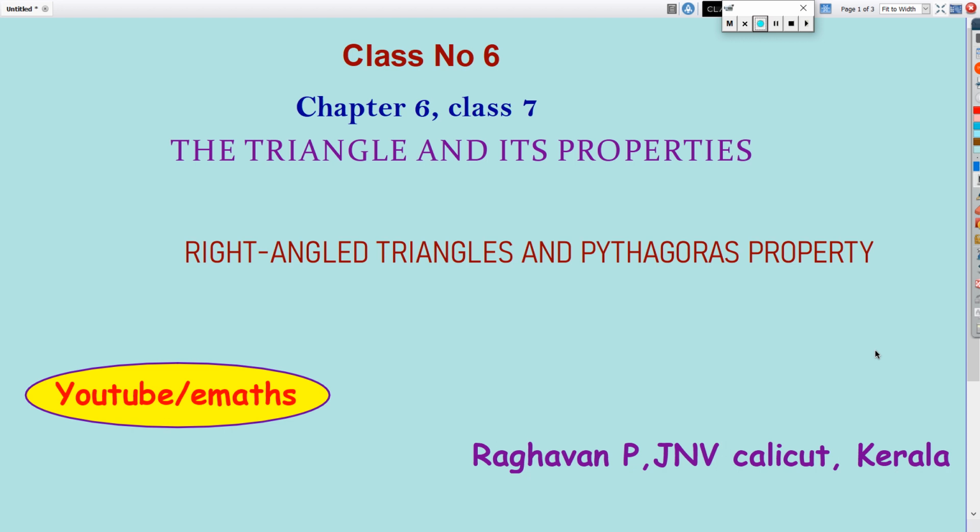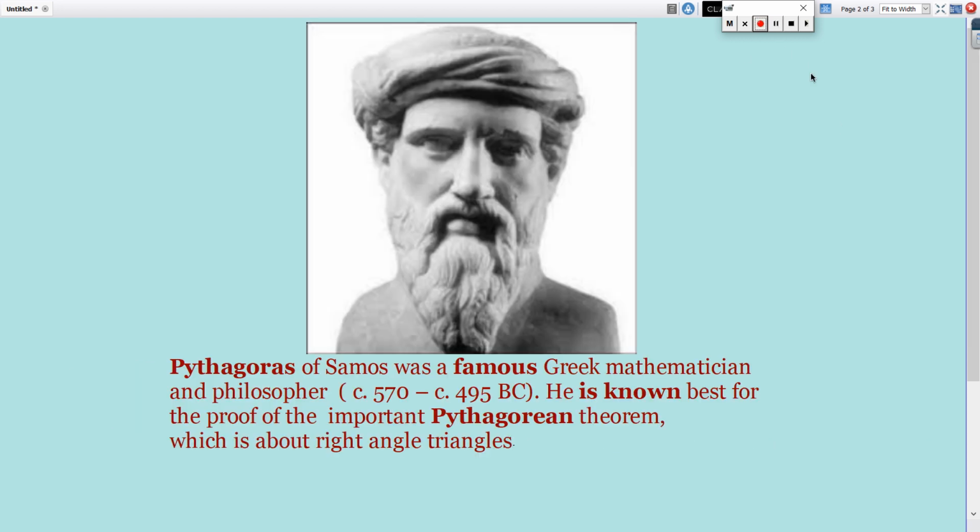Today I am going to discuss right angled triangle and Pythagoras property. Pythagoras of Samos was a famous Greek mathematician and philosopher. He is known best for the proof of the important Pythagorean theorem, which is about right angled triangles.